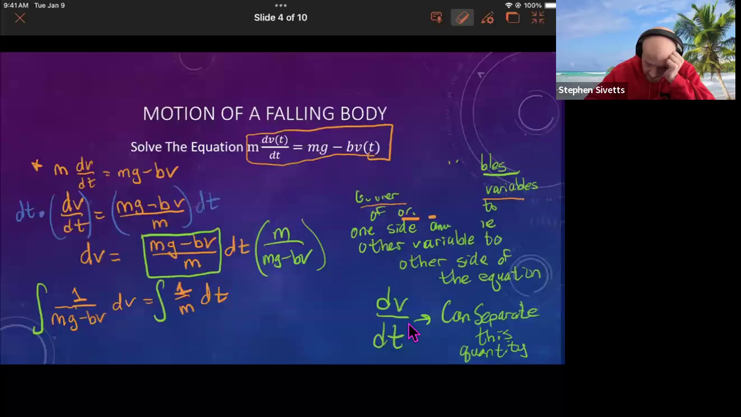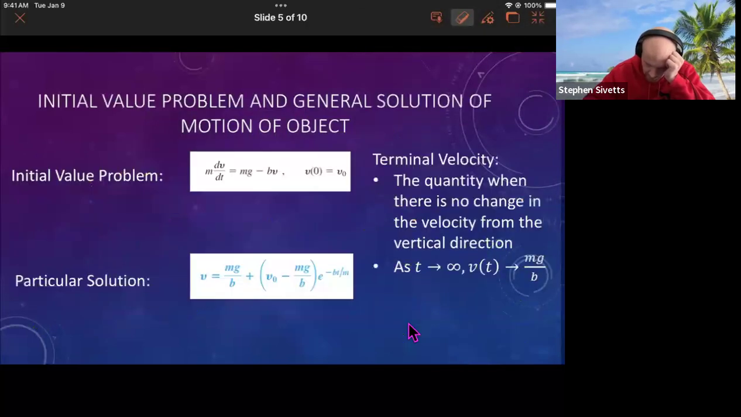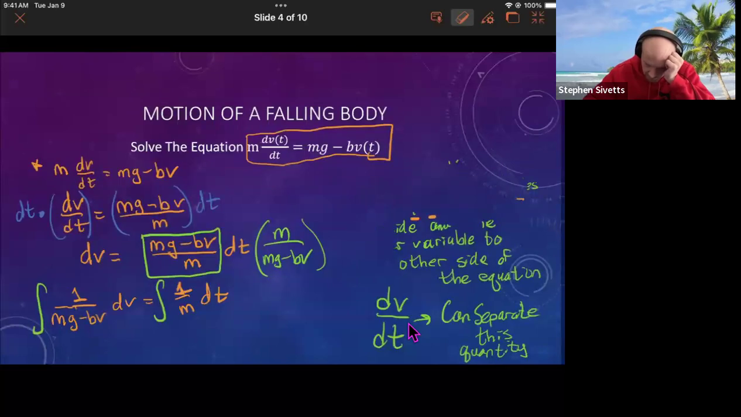And I'm going to erase this to get some room. I'm going to need it. Oops. Darn it. Okay.